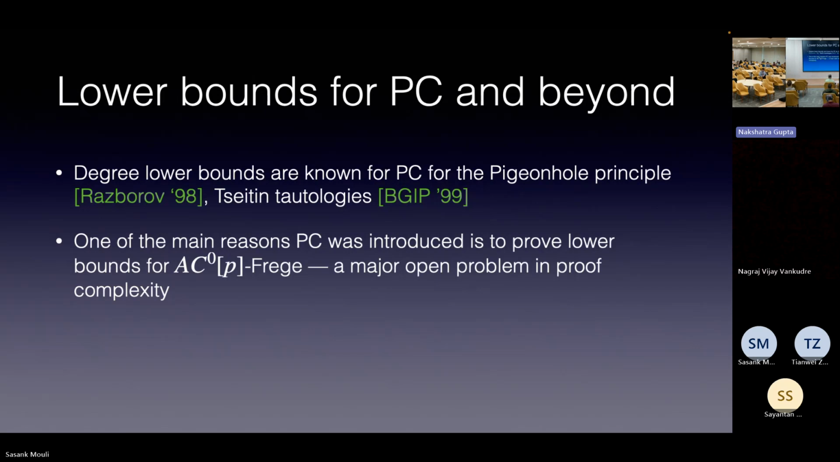So once there was enough progress in this case of 0 1 variables, and we had enough size lower bounds, we started asking, can we actually go beyond that, and can we prove lower bounds for systems that are stronger than PC? In fact, one of the reasons that PC was introduced was lower bounds for this more complex system AC0 P Frege, which is a system of constant depth circuits with modular p gates.